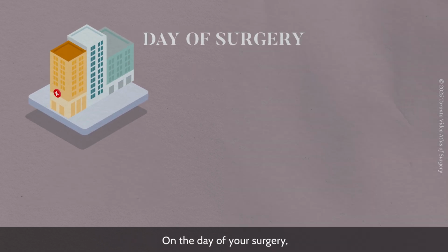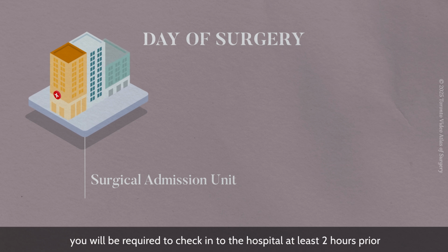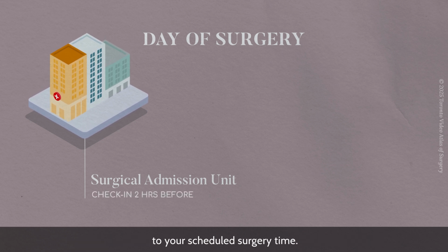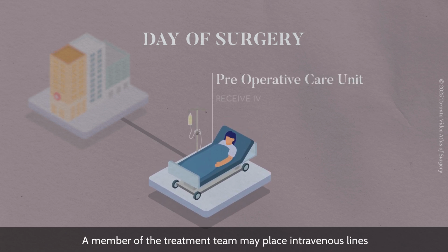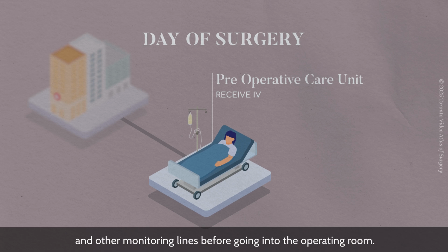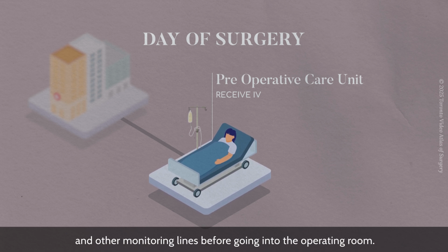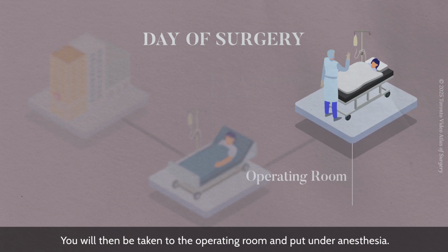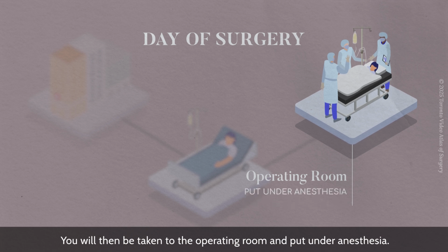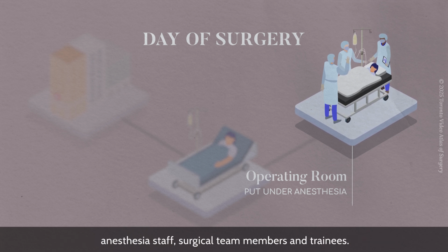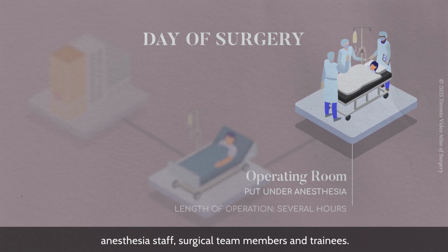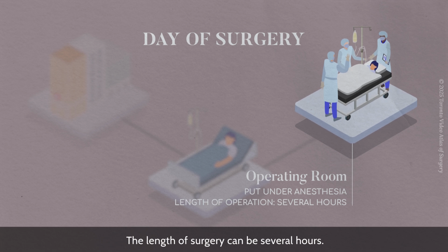On the day of your surgery, you will be required to check into the hospital at least 2 hours prior to your scheduled surgery time. You will be transferred to the preoperative care unit. A member of the treatment team may place intravenous lines and other monitoring lines before going into the operating room. You will then be taken to the operating room and put under anesthesia. There will be several people in the operating room, including nursing staff, anesthesia staff, surgical team members, and trainees. The length of surgery can be several hours.